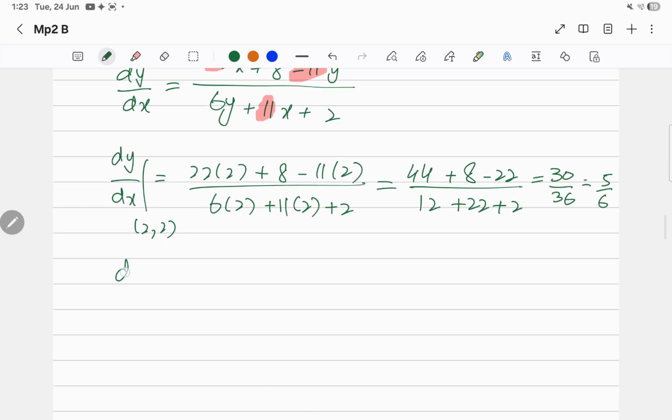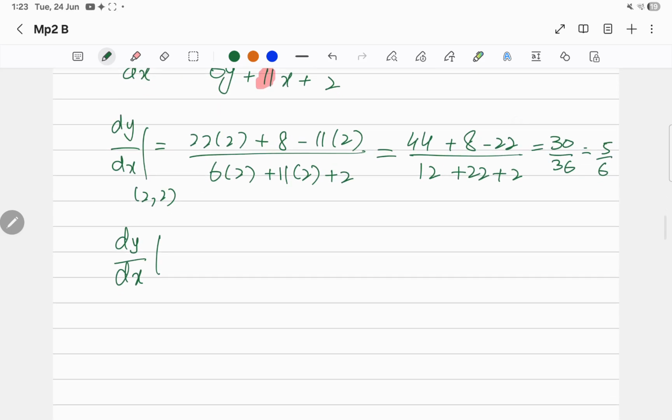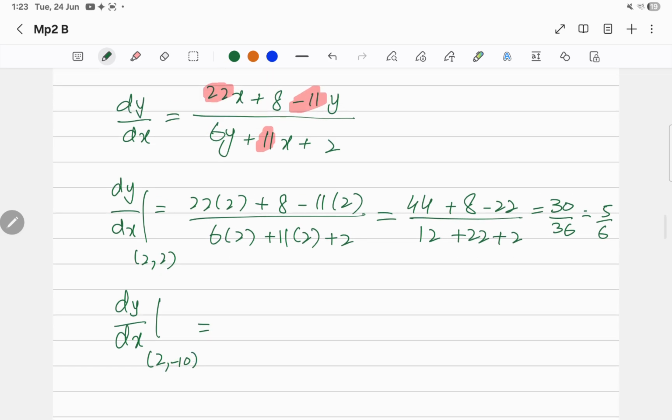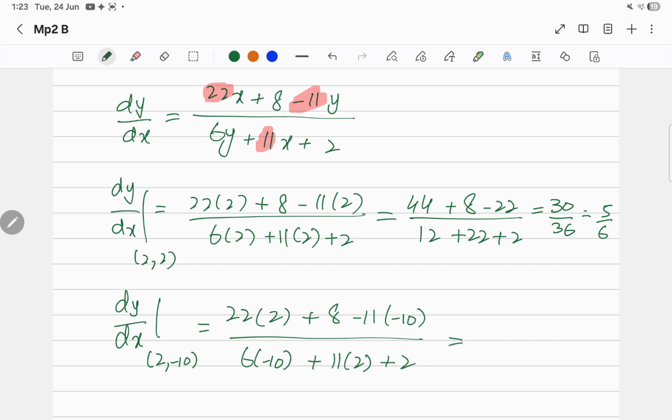So we have to find the gradient at the other point as well, which is 2 and minus 10. So we need to do the same. We need to replace our x with 2 and y with minus 10 in our derivative. So if you work out this, it will be 162 over minus 36, and if you simplify this, it will be minus 9 over 2.